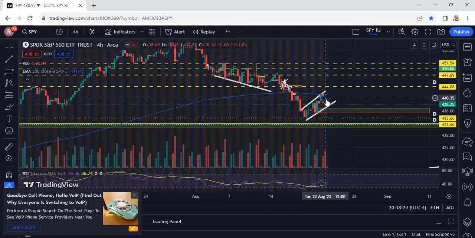So in between this little area right here, you really don't want to be going heavy right now, because you want to trade with solid direction.